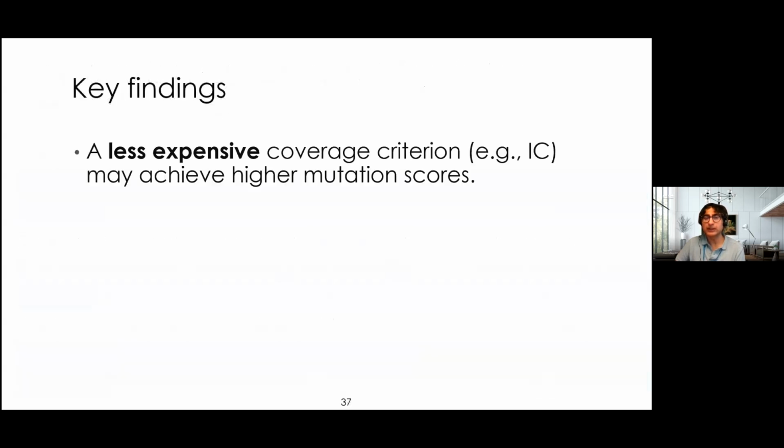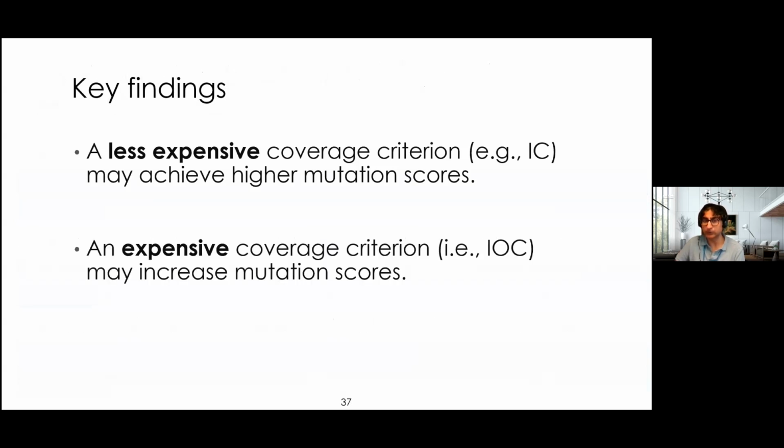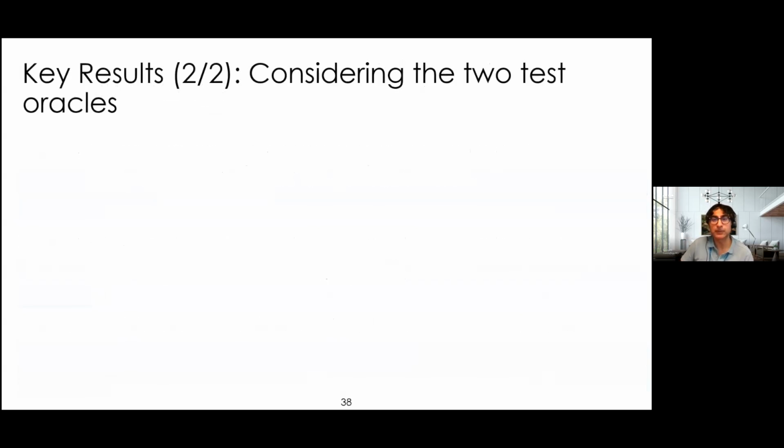So what we observed is that with very less expensive input coverage, with fewer test cases, we can still achieve good mutation scores. And if we use more expensive criteria, such as input-output coverage, we may increase the mutation score, but we need to see that the number of test cases has increased a lot. It means that it is more costly to apply this approach.